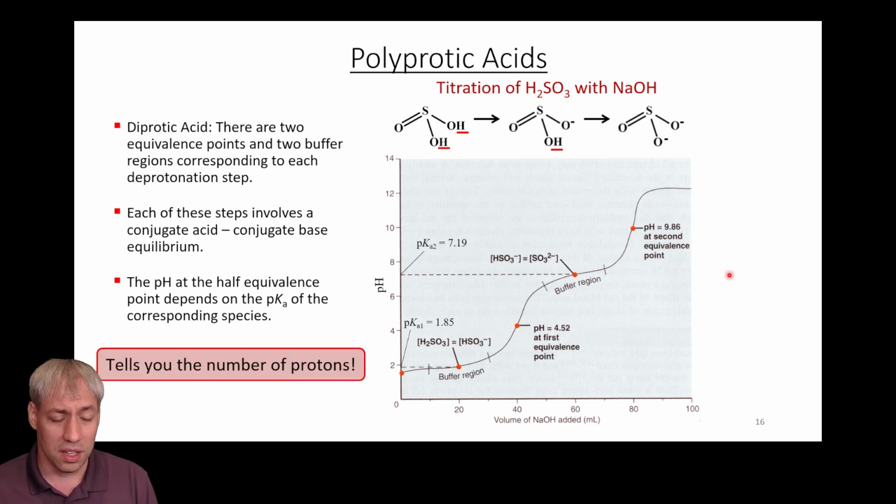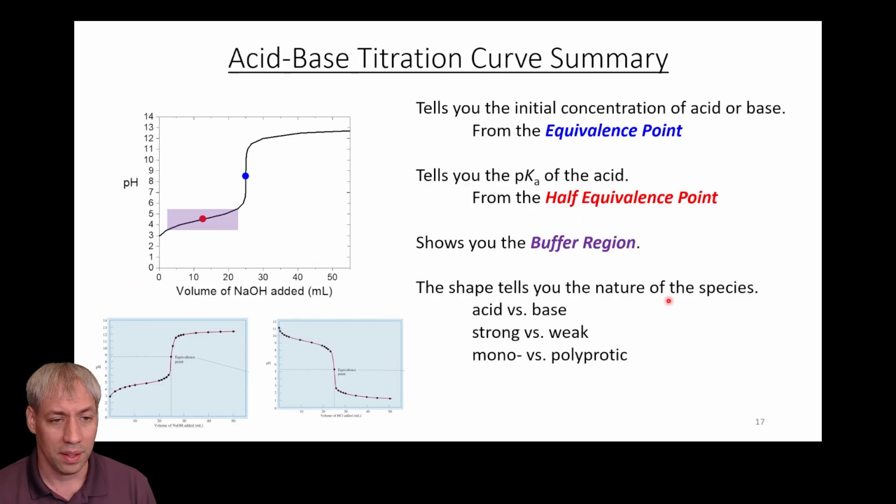And so, yeah, it tells you the number of protons, tells you the concentration, tells you the Ka1 and Ka2 of this process, tells you what the buffer regions are. You can mix these two and make one buffer. You can mix these two and make another buffer, and it shows you where those would be effective buffer regions.